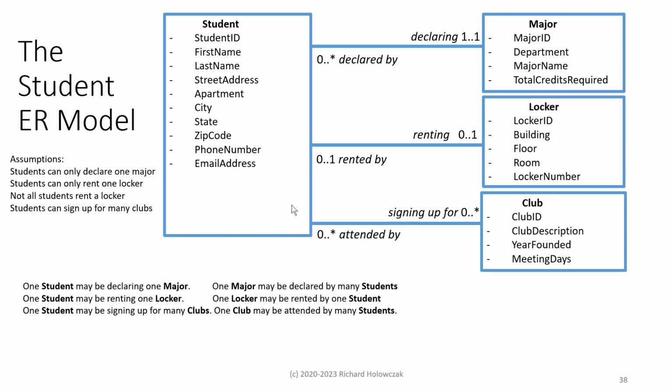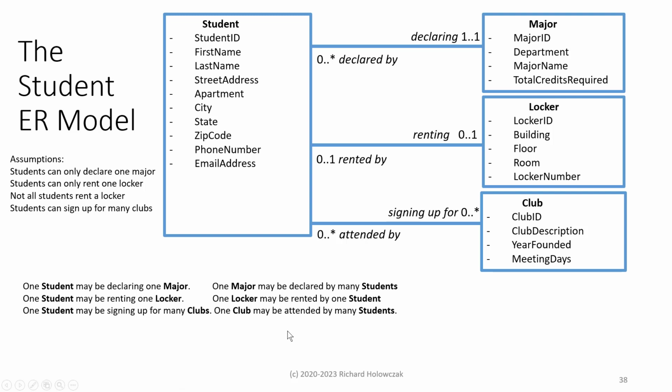Not all relationships are one-to-many. Sometimes we have one-to-one relationships or many-to-many relationships. And so here's an example of an ER model that has a little bit of a mix. We have one major that may be declared by many students. We have one locker that may be rented by one and only one student. And we have a club that may be attended by one or more students. We have the same assumptions that we talked about before.